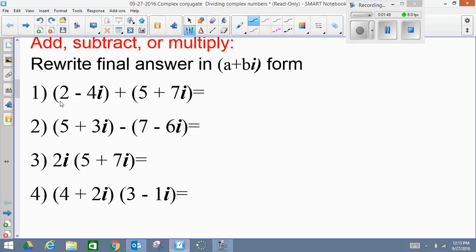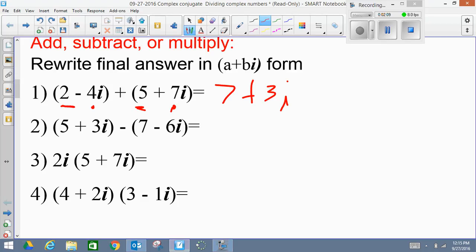So whenever we add and subtract, technically we're just combining like terms. Right now we're going to do 2 plus 5 equals 7, and then -4i plus 7i gives me 3i, and you're done. So my answer is 7 plus 3i.